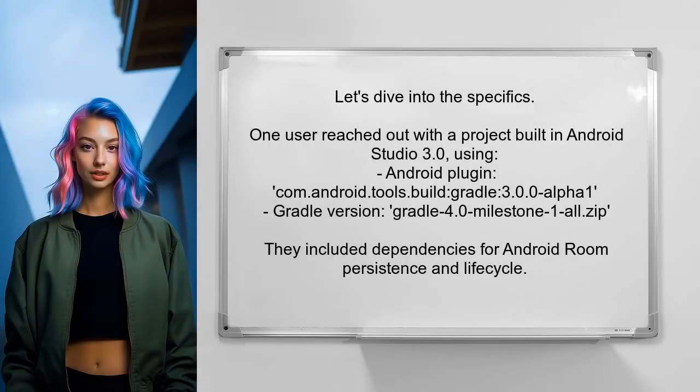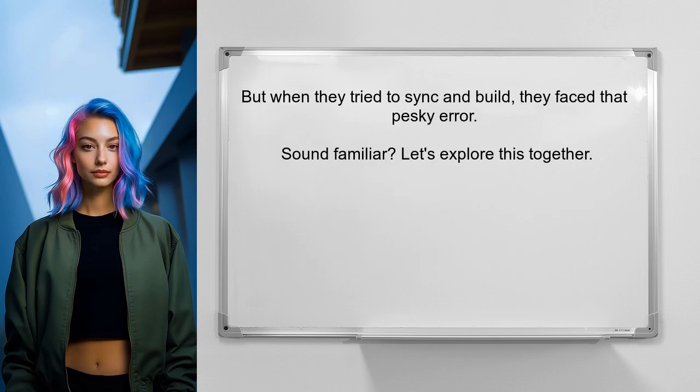One user reached out with a project built in Android Studio 3.0 using the Android plugin com.android.tools.build:gradle:3.0.0-alpha1 and Gradle version gradle-4.0-milestone-1-all.zip. They also included dependencies for Android Room persistence and lifecycle. But when they tried to sync and build, they faced that pesky error. Sound familiar? Let's explore this together.